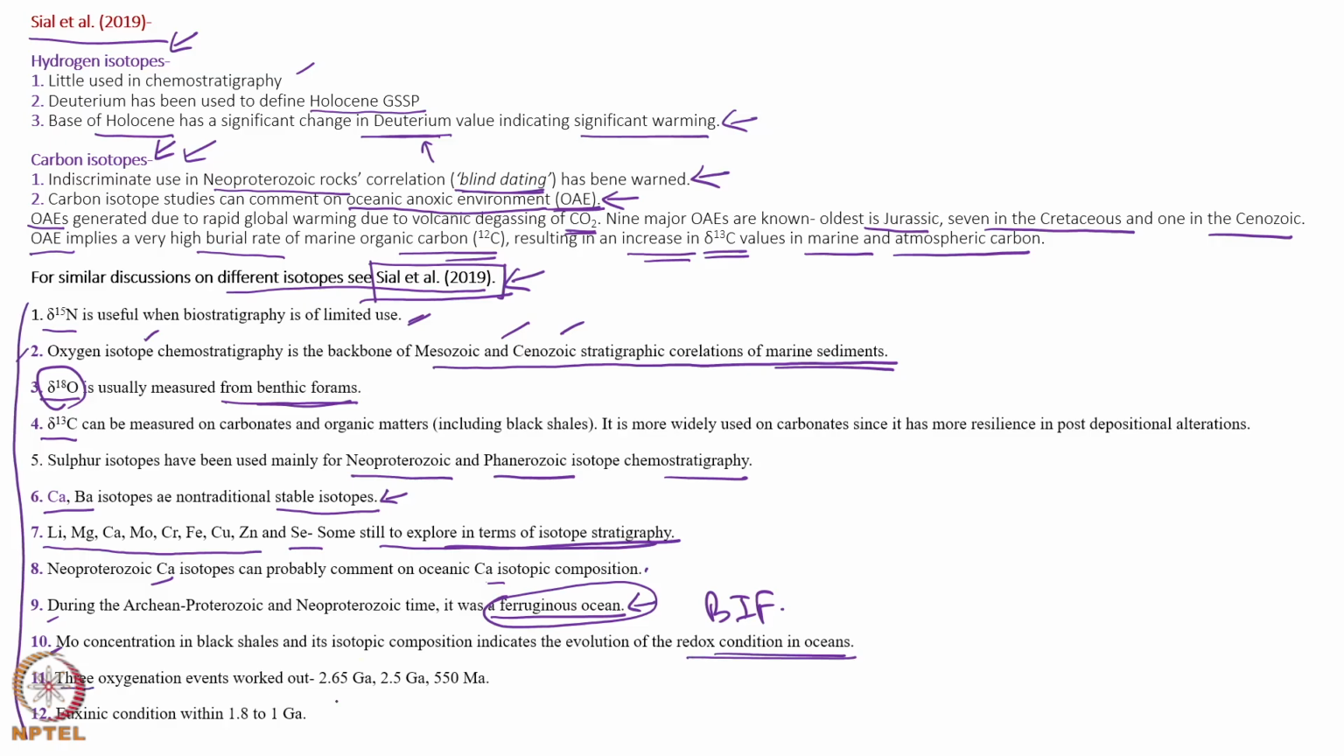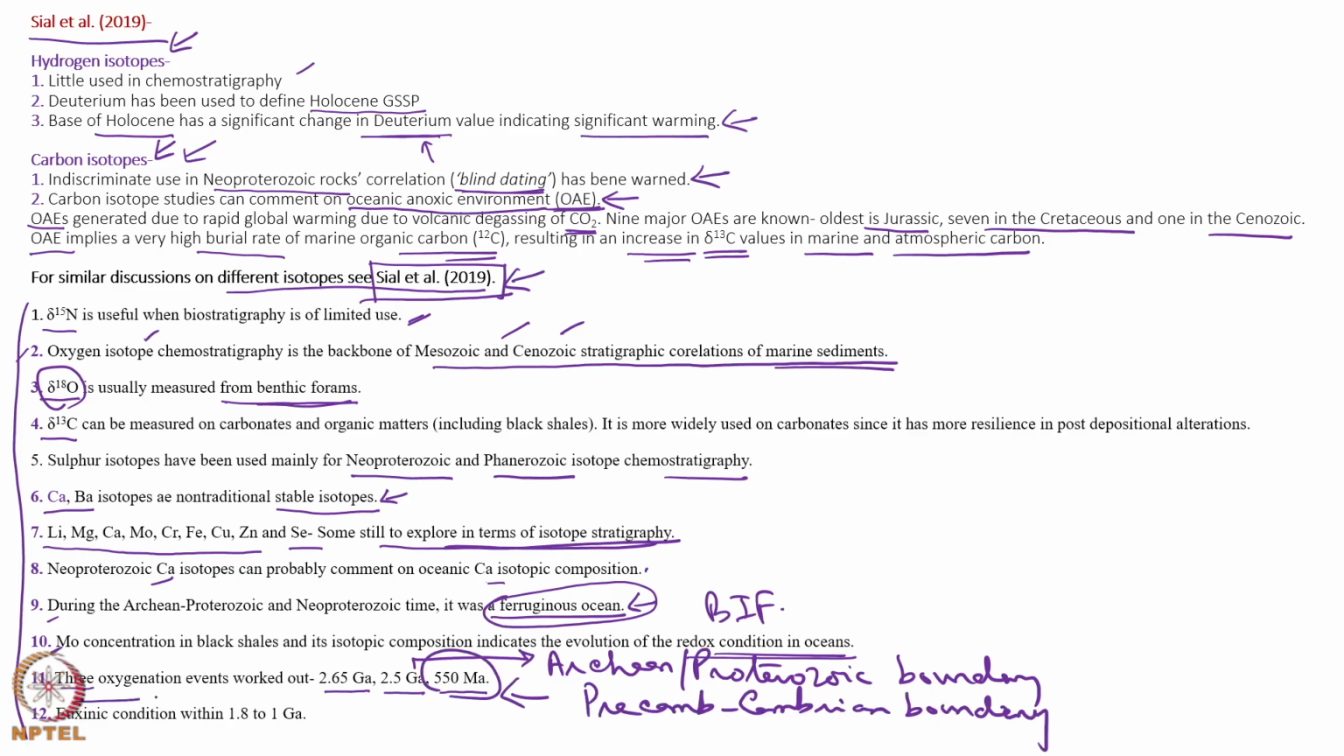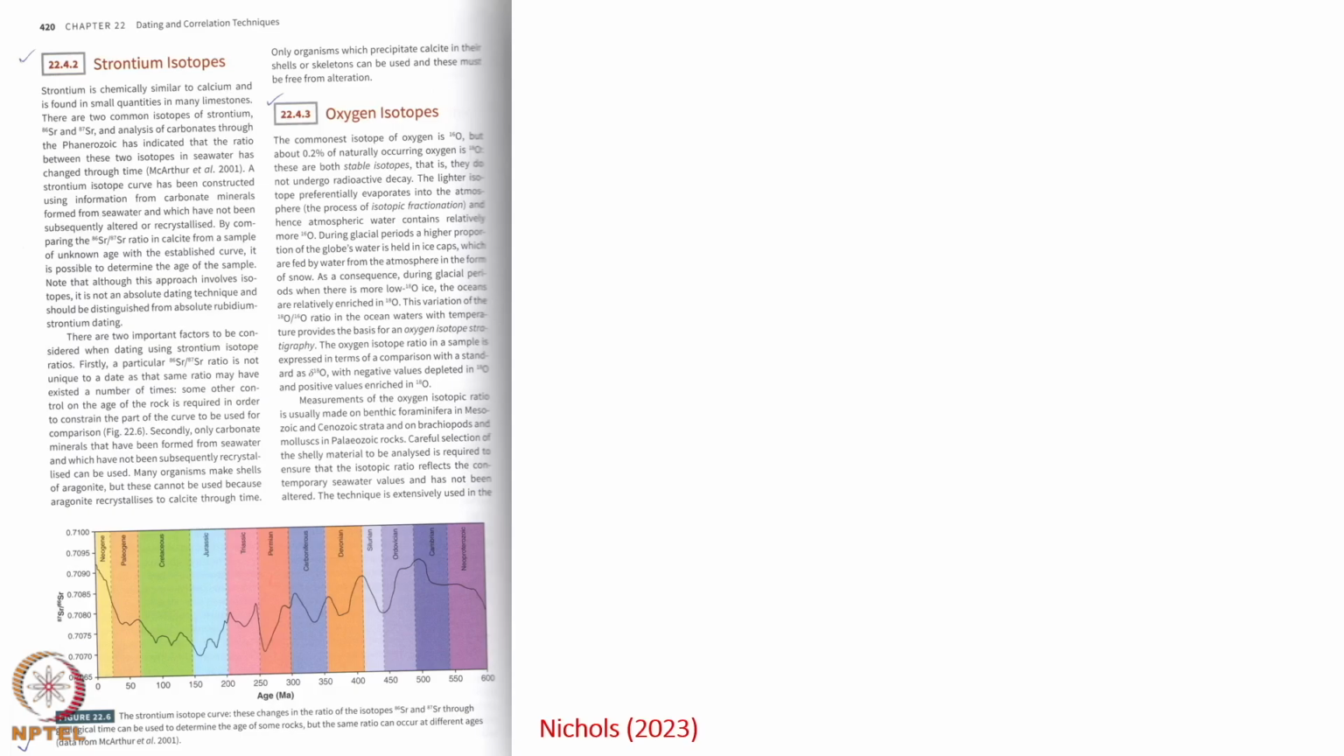There are 3 oxygenation events at 2.65 billion years, 2.5 billion years and 550 million years. 2.5 billion years is the Archean Proterozoic boundary, and 550 million years is the Precambrian Cambrian boundary. A euxinic condition prevailed from 1.8 to 1 billion years back. Euxinic condition may also presently prevail in the deep ocean. We will see some information about the strontium isotopes and the oxygen isotopes.